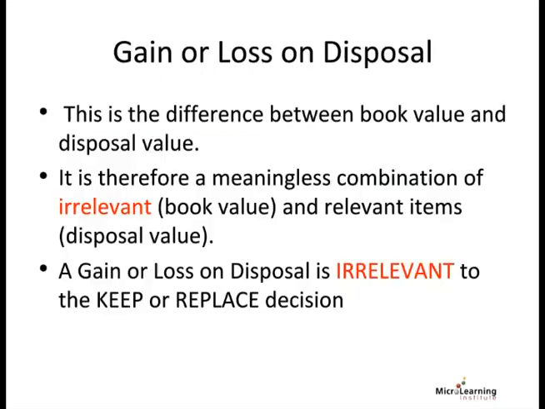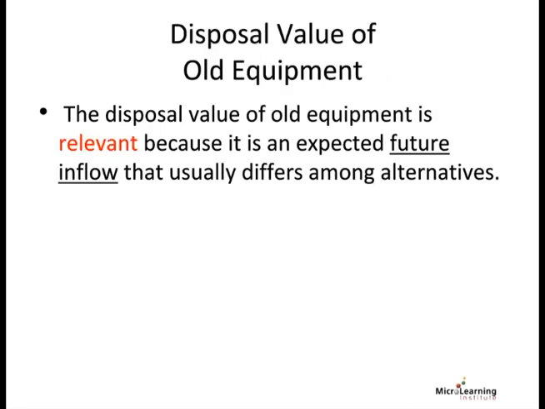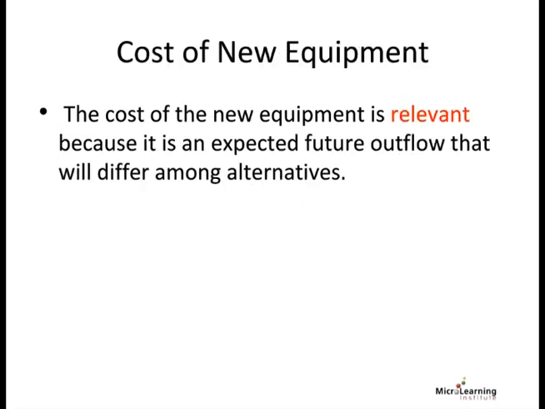A gain or loss on disposal is the difference between book value and disposal value. It is therefore a meaningless combination of an irrelevant item, book value, and a relevant item, disposal value. Hence, any gain or loss on disposal is irrelevant to the keep or replace decision. The disposal value of old equipment is relevant because it is an expected future inflow that usually differs among alternatives. The cost of the new equipment is relevant because it is an expected future outflow that will differ among alternatives.